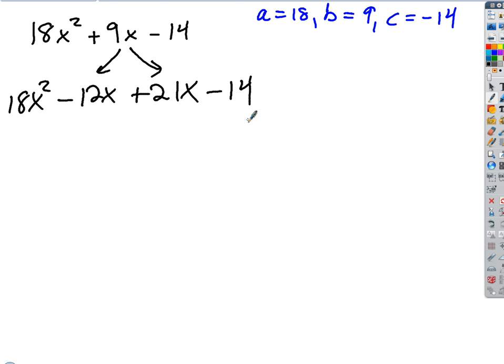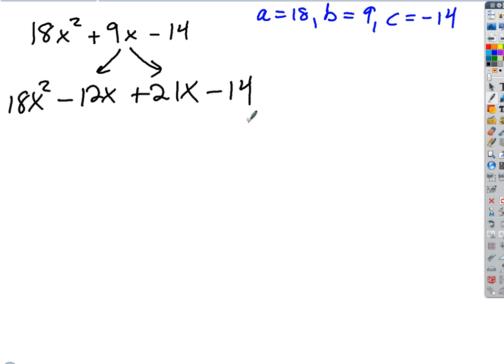Minus 14. And I could go in either order. I could put the positive 21x there and the negative 12x there too. It doesn't make any difference. My personal preference is if one's negative and one's positive, I always like to put the negative one first. It just seems like it's a little bit easier. I mean, it's a tiny bit easier to me, but I don't think it's that big a difference.